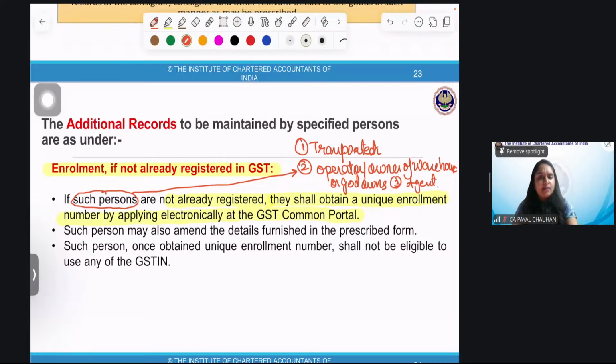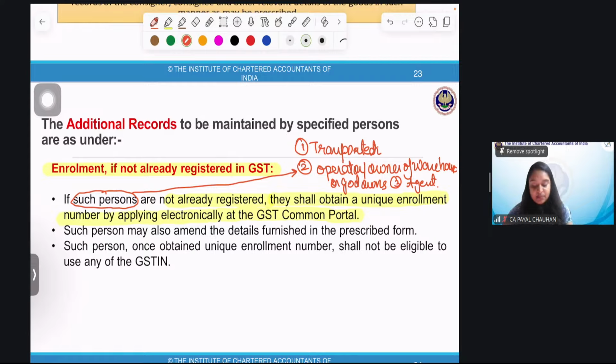So if I make an MCQ, are you people able to answer? Very good, Pooja. Very good. Many a times this MCQ is there. For which category of people, registration is not required, can have enrollment ID. These are the three answers, right?